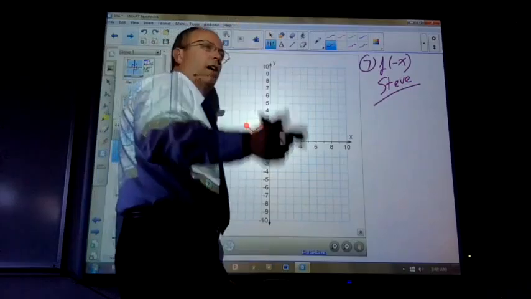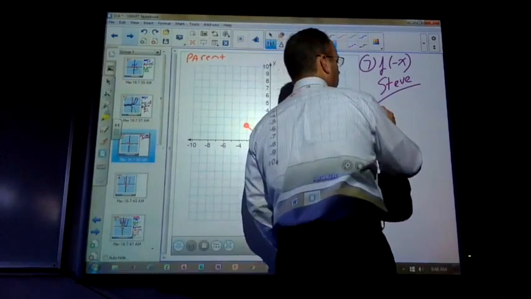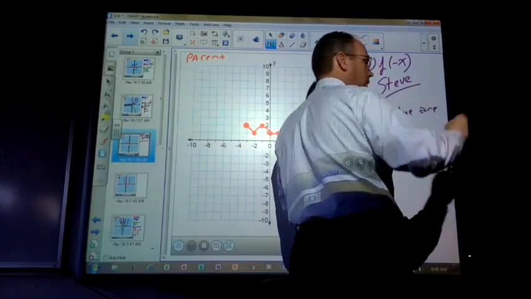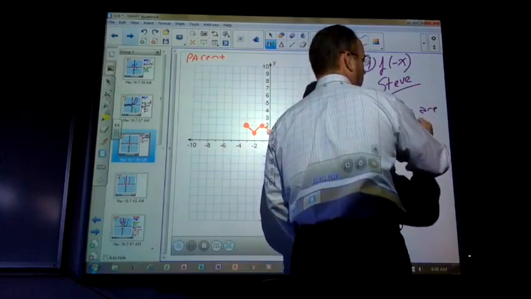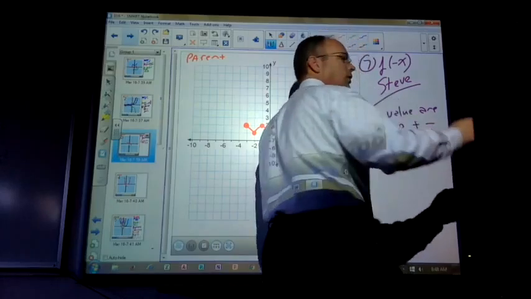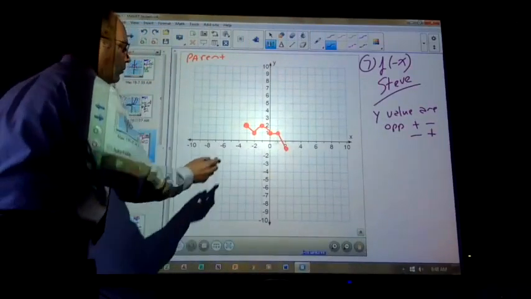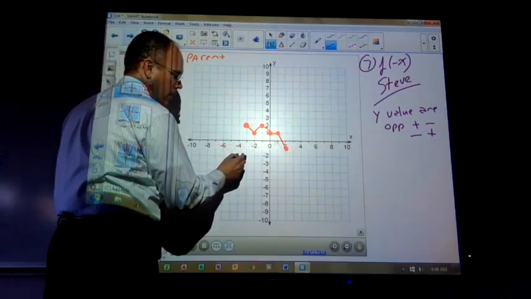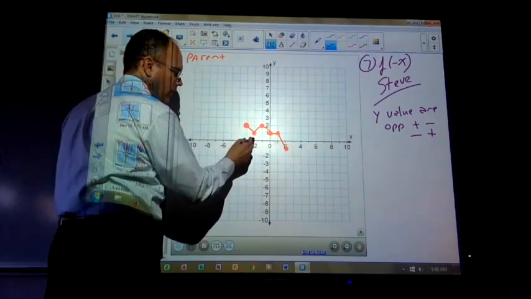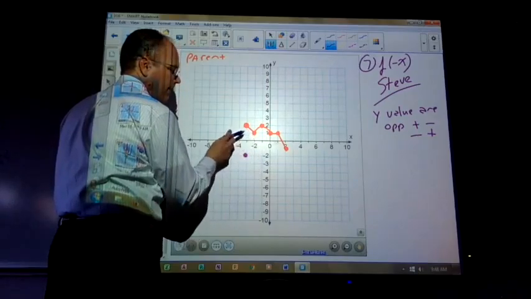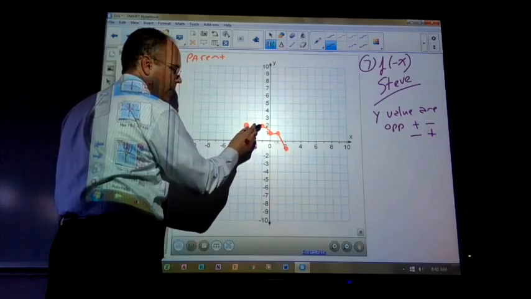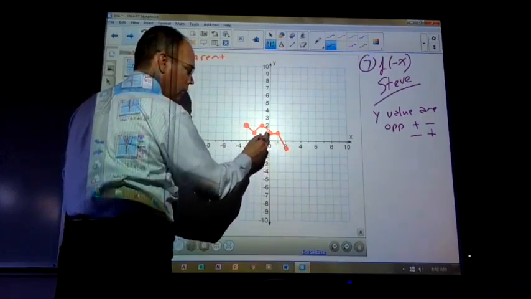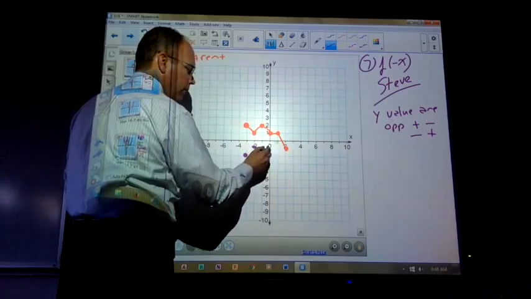Okay, so all of the y values do what? Okay, so y values are opposite. So if they're positive, they go to negative. If they're negative, they go to positive. If it's zero, stay zero. All right, so where am I going to go? Yeah, there you go. What's this one going to do? Uh-huh. That one? So, yeah, negative 1.